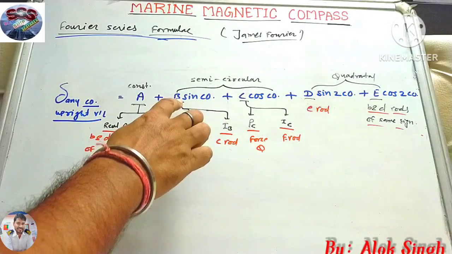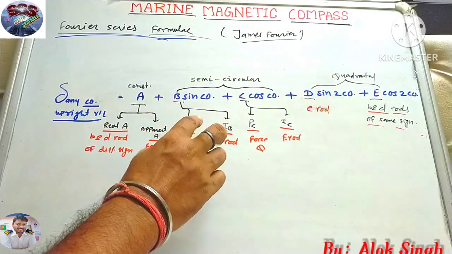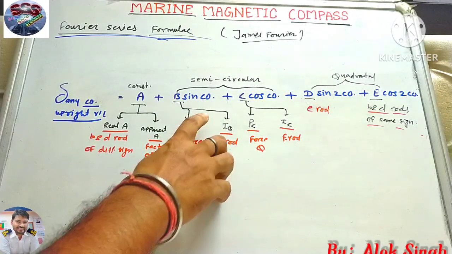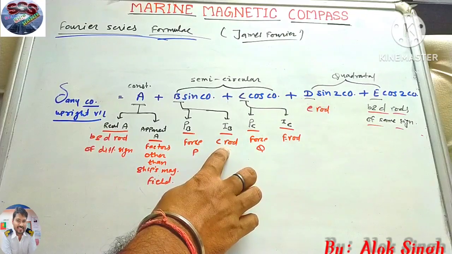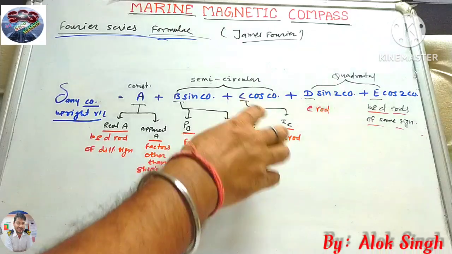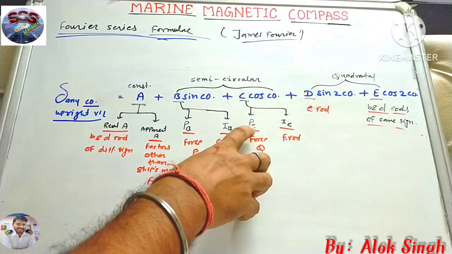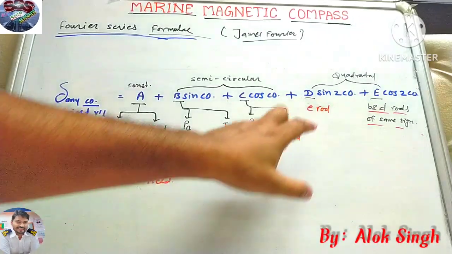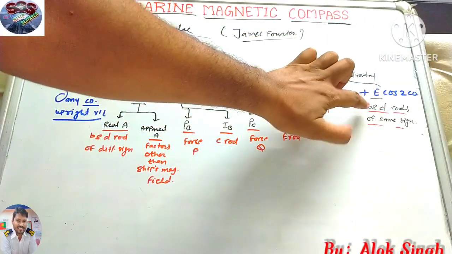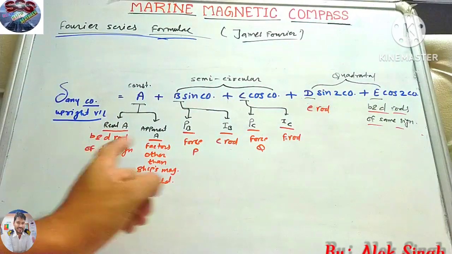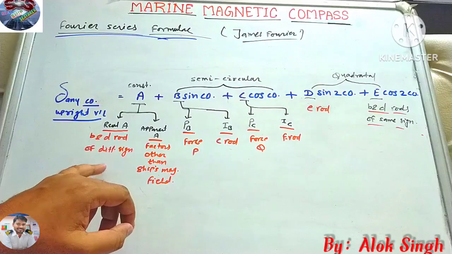B is further divided into permanent B and induced B. Permanent B is because of force P, and induced B is because of the C rod, like our funnel. Then C also has permanent C and induced C. Permanent C is because of force Q, and induced C is because of the F rod. Again, D is because of the E rod, and E is because of B and D rods of the same name. So it is similar to real A, but here it is the same sign, there it is different sign.